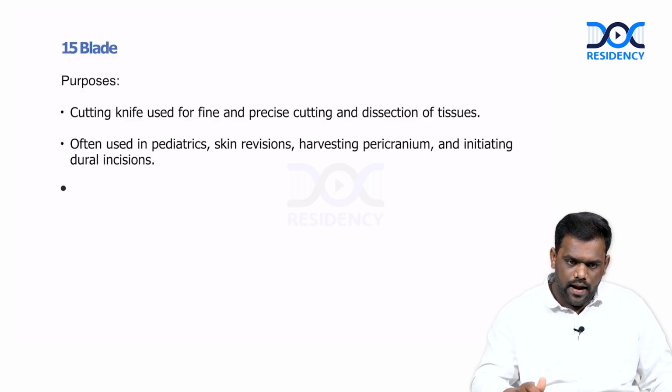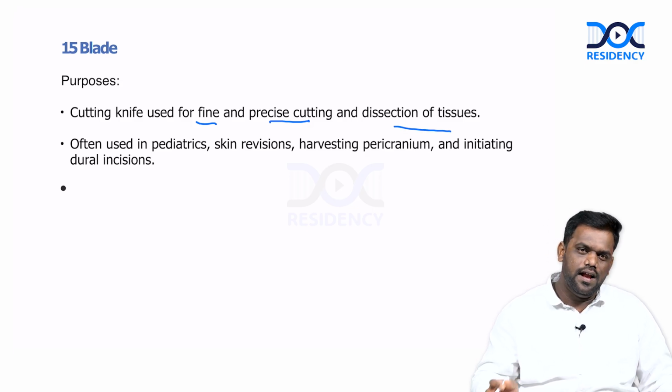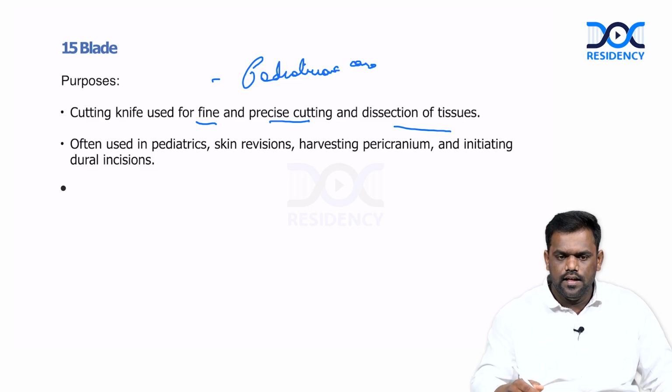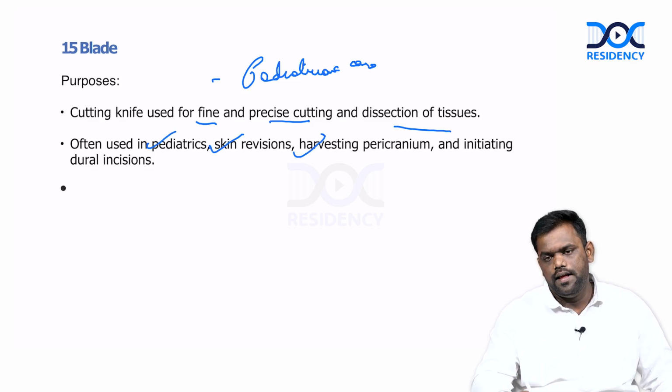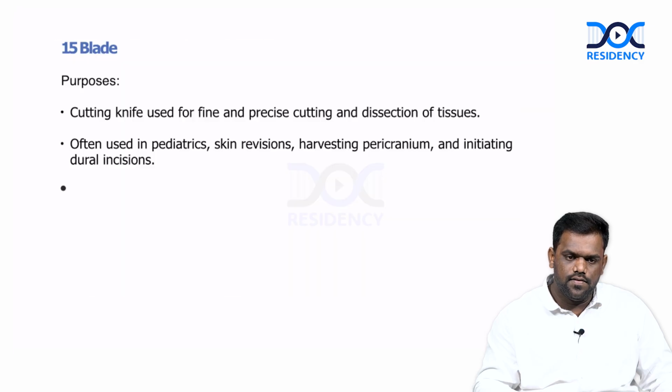The purpose of this blade is a cutting knife for fine and precise cutting and dissection of tissues. When we do pediatric cases, we will use this mostly in pediatric cases, for fine delicate cutting. It's used in pediatrics, skin revisions, harvesting pericranium, and initiating dural incisions. So these are the blades, 15 size blade and 11 blade, and their uses.